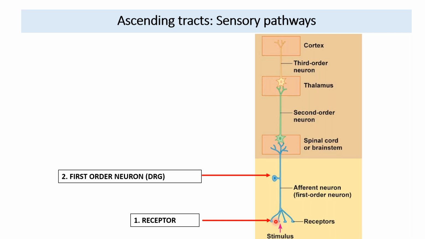Now number 2, what is number 2? This is the first order neuron. This is called the dorsal root ganglion, and you know this from histology and the general spinal cord lecture: where it is located, and what type of neuron it is, a pseudounipolar neuron, because it has one process which further divides into two. So this is not unipolar, not bipolar, it's called pseudounipolar. First order neuron, the location is the dorsal root ganglia.